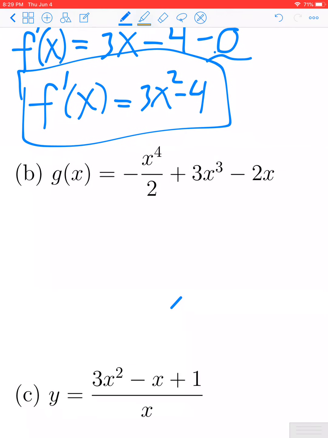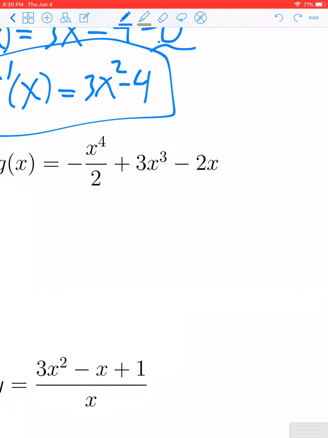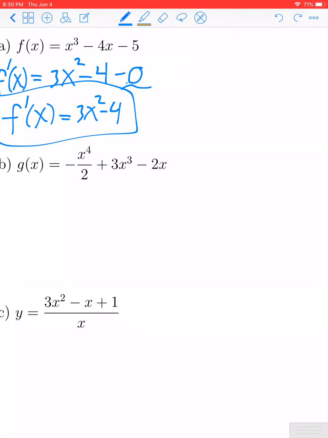This is, again, another one of these polynomials. And we might want to take the minor step of rewriting. We don't want to think of fractions quite yet. I can think of x to the fourth divided by 2 as being the same thing as negative 1/2 x to the fourth plus 3x cubed minus 2x.